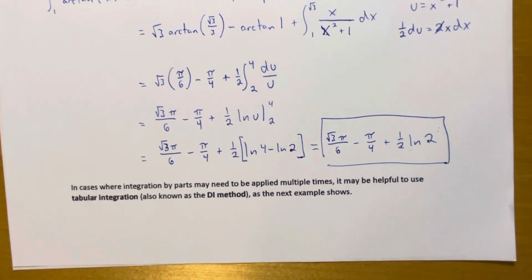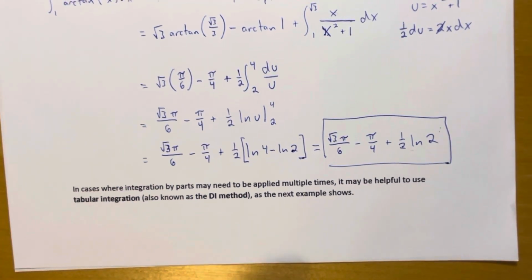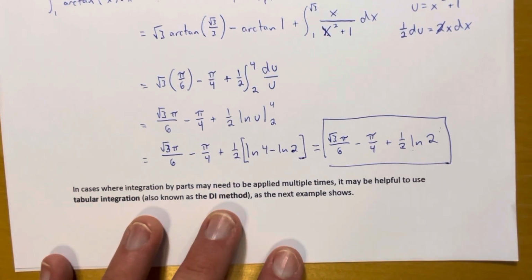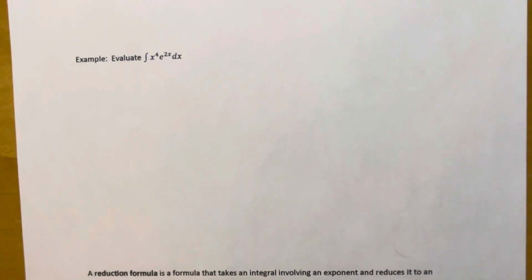So we're going to look at a technique called tabular integration. Tabular meaning having to do with a table. This is also in some texts called the DI method, and I'll explain why that is. And this is a great technique to use when you have to use integration by parts over and over again before getting an answer. So here is an example, okay?